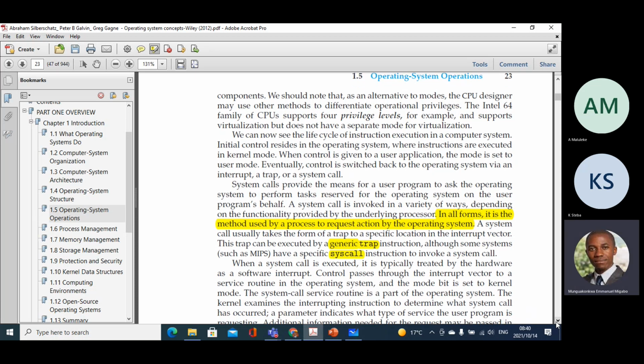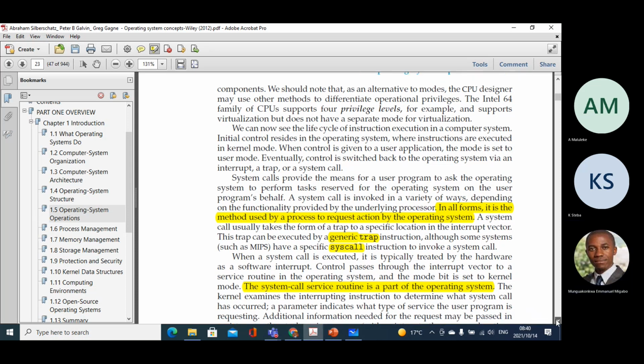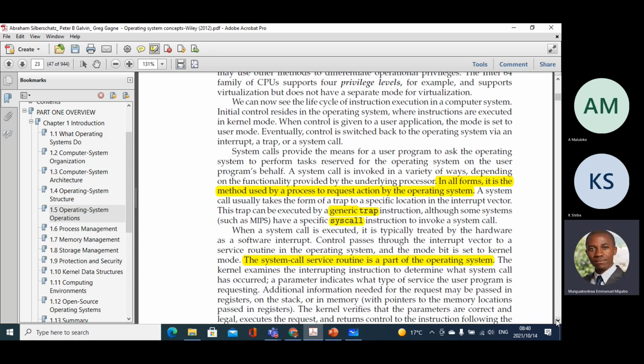So the system call service routine, which handles system calls, is part of the operating system. As part of the operating system design, one must write a piece of code that handles all the system calls. The kernel examines the interrupting instruction to determine what system call has occurred. A parameter indicates what type of service the user program is requesting.